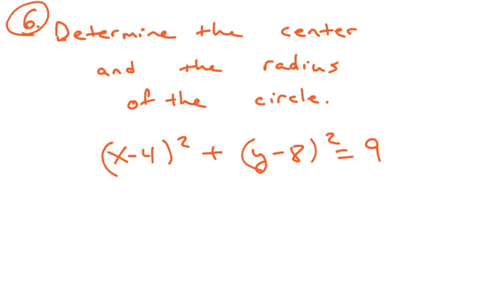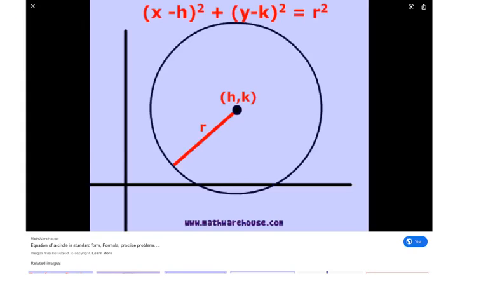Okay, let's look at question number 6. Determine the center and the radius of a circle (x - 4)² + (y - 8)² = 9. Now, to solve this problem, what you really need to understand is what the equation of the circle is.